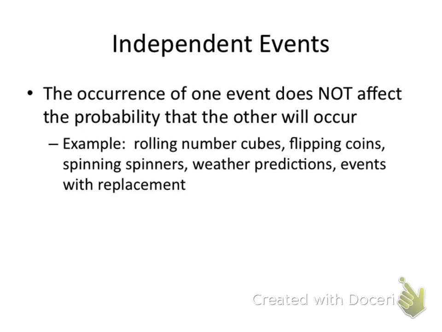Events with replacement. So if I'm drawing numbers out of a hat, and I put the numbers back in before I draw again, the total outcome has been unchanged, okay? So those are independent, meaning that every time I do it, as long as I'm replacing it, I haven't changed the total outcome.